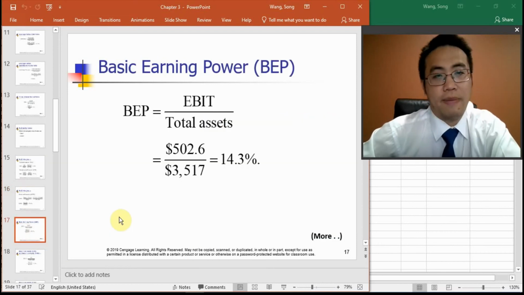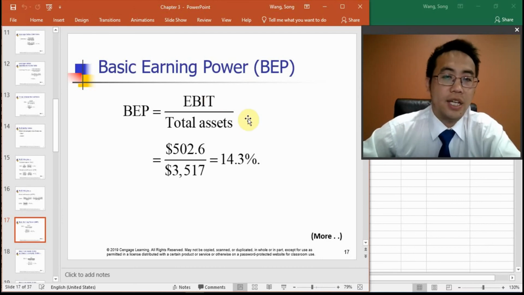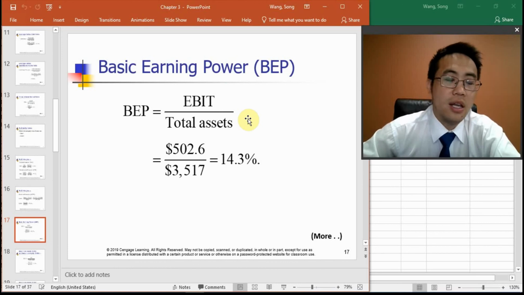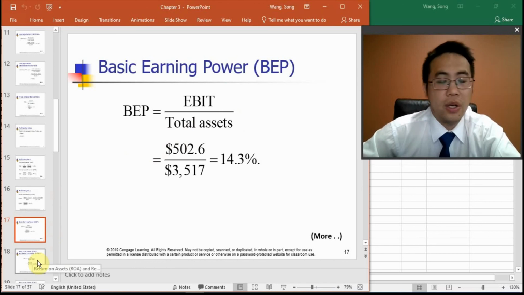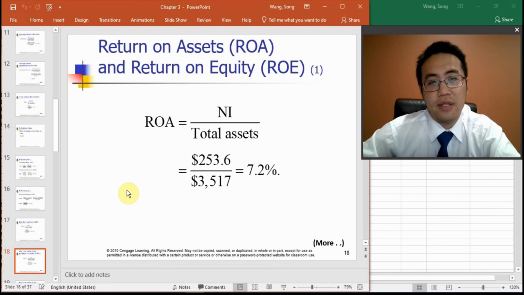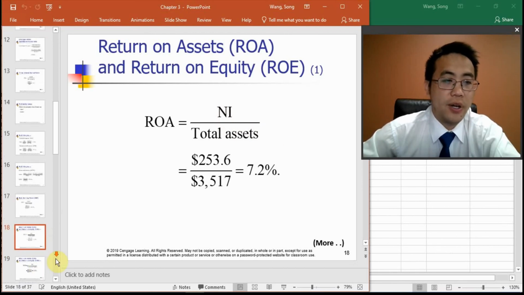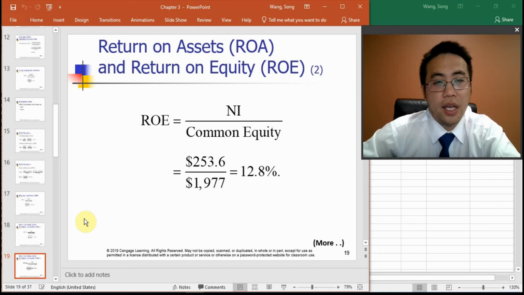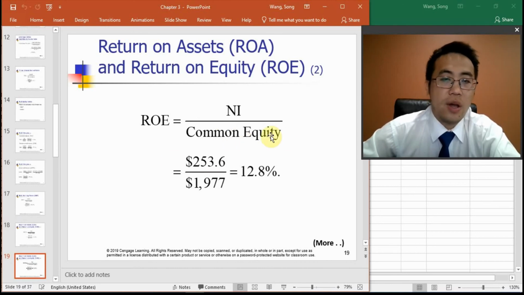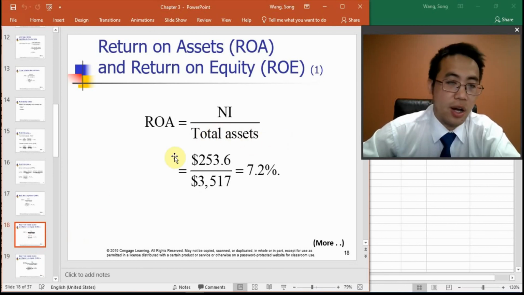You also have this ratio called basic earning power. You use the operating profit, or EBIT, divided by total assets. And again, you want such a profit ratio to be as high as possible. You also have return on assets, which uses net income as the numerator and total assets as the denominator. You also have ROE, which is return on equity. The denominator here is changed to common equity, compared to the ROA with total assets as the denominator.